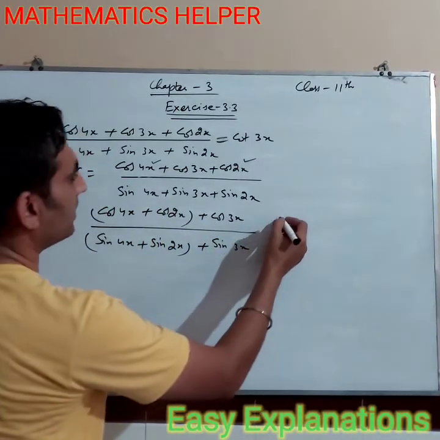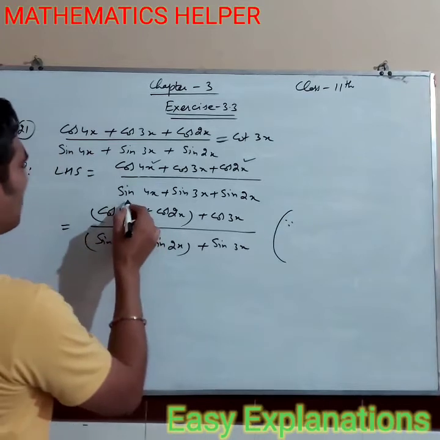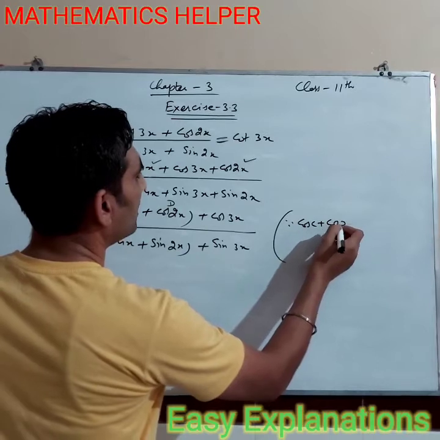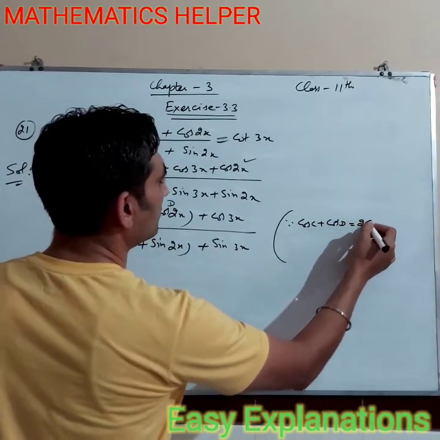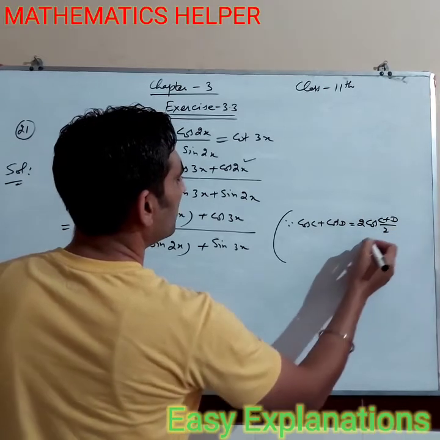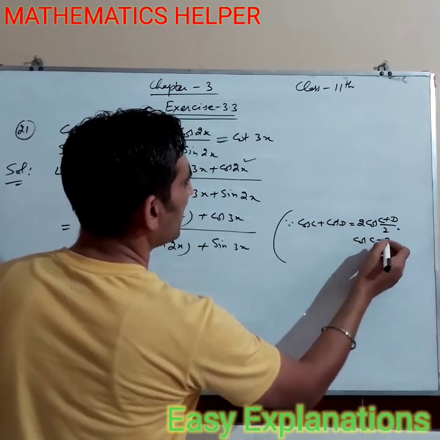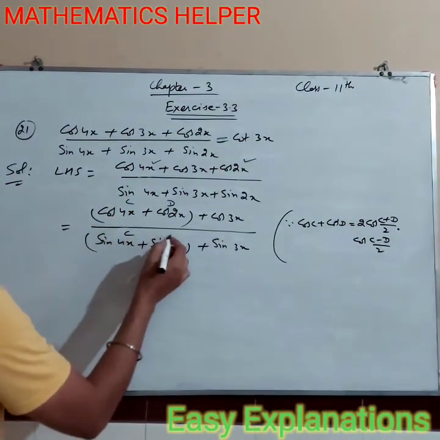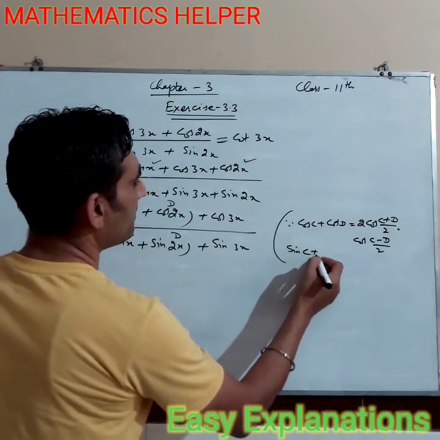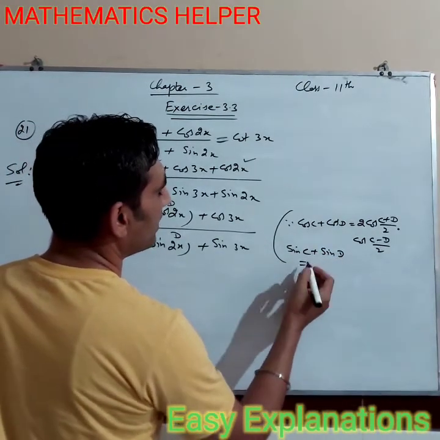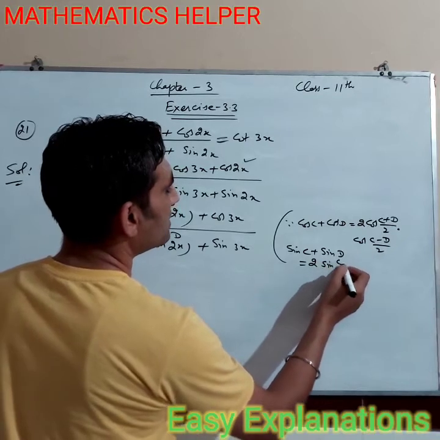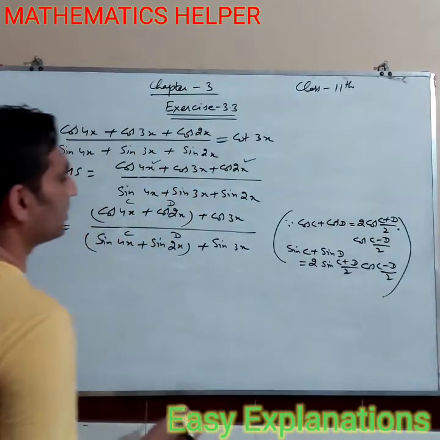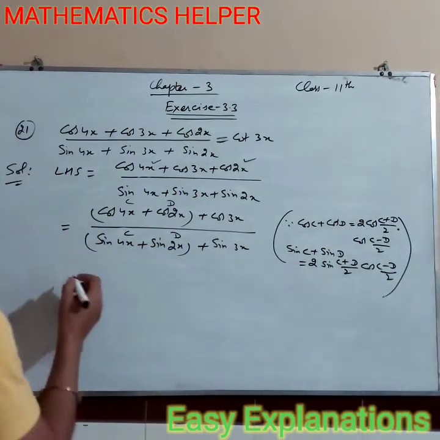Now you have to think about formulas which are applicable here. It is like cos C + cos D. The formula for cos C + cos D is 2 cos((C+D)/2) cos((C-D)/2). Similarly, if we see the denominator, it is like sin C + sin D. It can be written as 2 sin((C+D)/2) cos((C-D)/2). So remember these formulas and you will be able to handle this kind of question in an easy way.